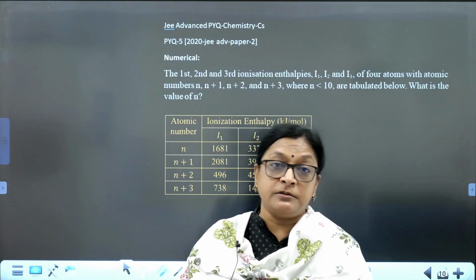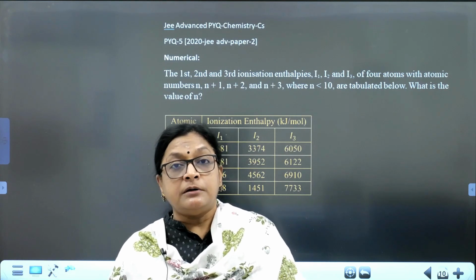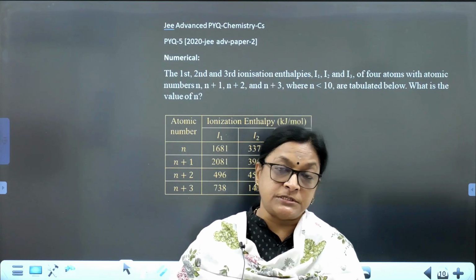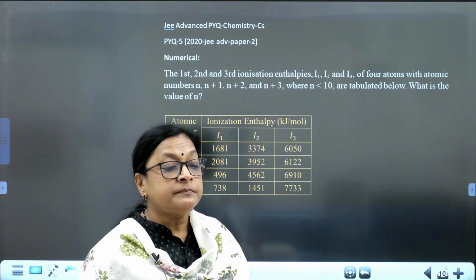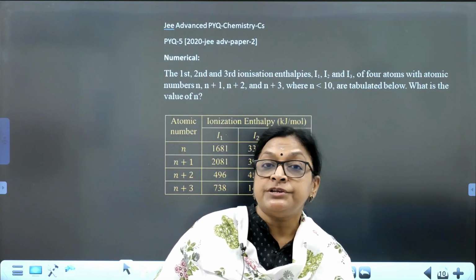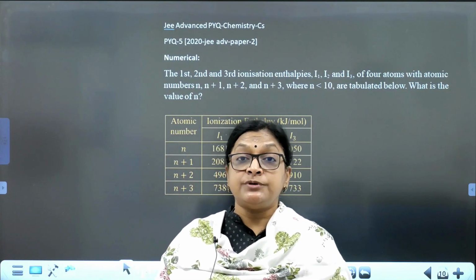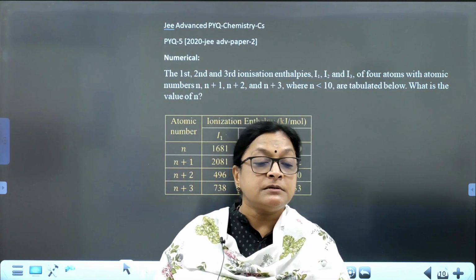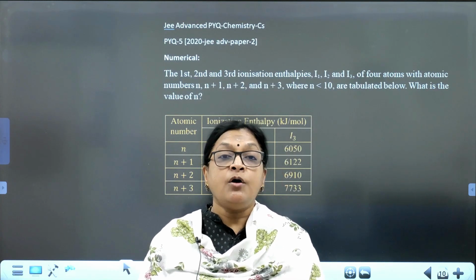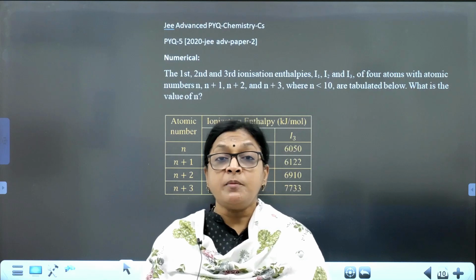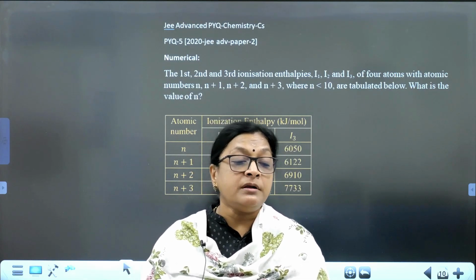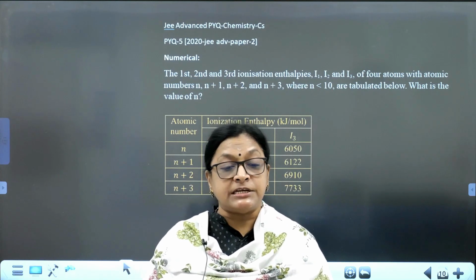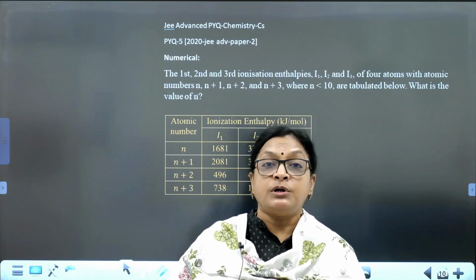I have come up with a very simple question belonging to the chapter Classification of Elements and Periodicity and Properties. So just look at the question. It's again a numerical question which appeared in the JEE Advanced 2020 paper. The first, second and third ionization enthalpies I1, I2 and I3 of 4 atoms with atomic numbers n, n plus 1, n plus 2 and n plus 3, where n is less than 10, are tabulated below. What is the value of n?